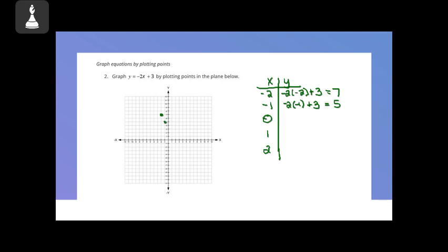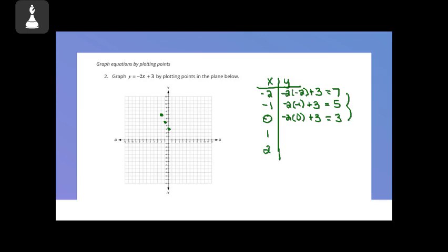Plugging in 0. -2 times 0 is 0. Add 3 is 3. So (0, 3) is the next point here. And you should see that we are creating a nice little line here. You should notice a pattern that's happening here. 7 down to 5, down to 3. We're going down by 2.